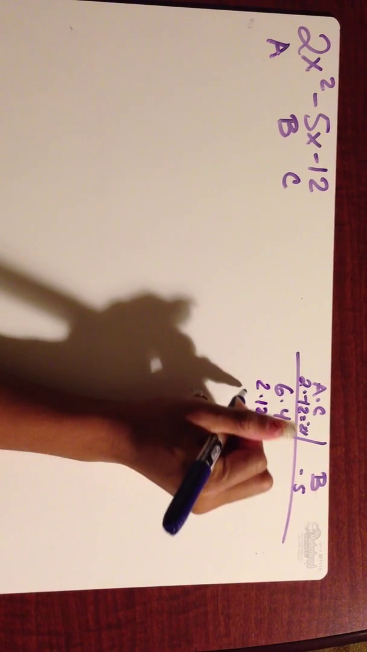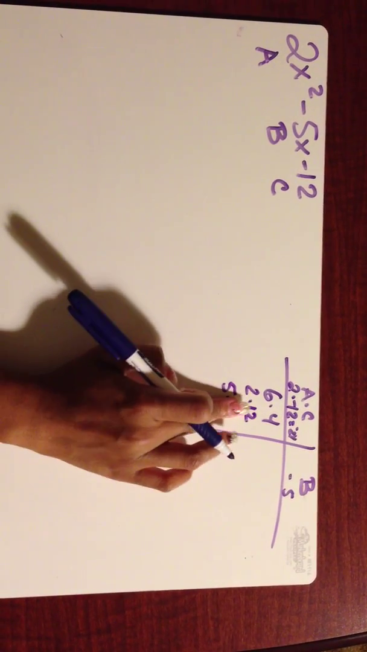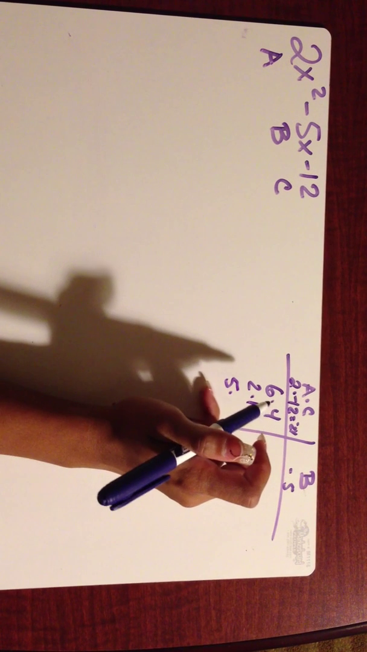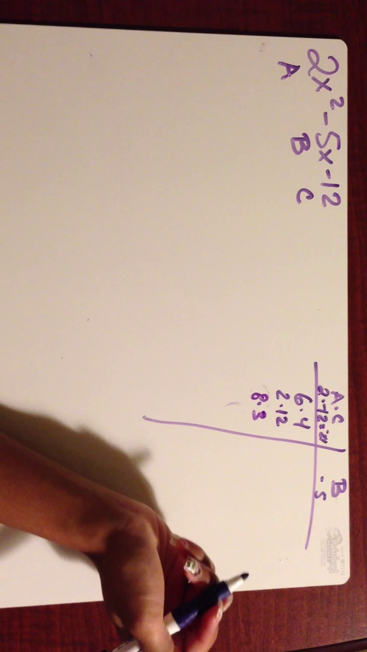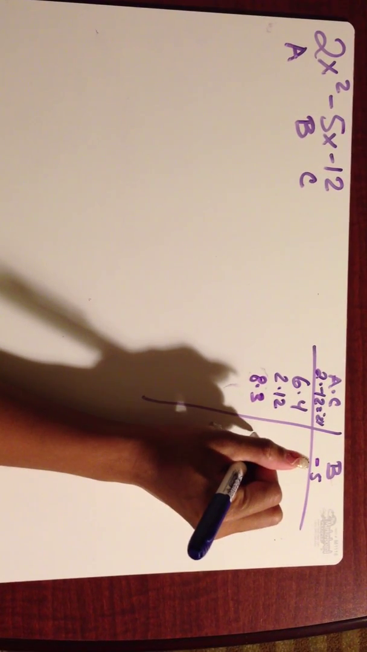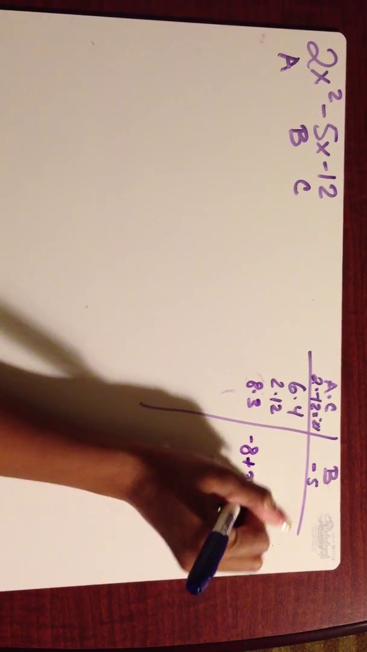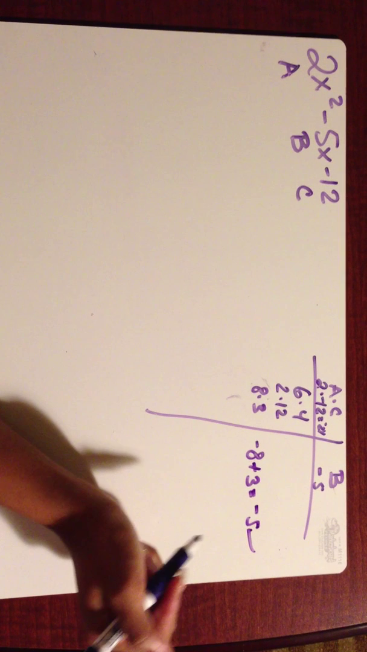So what about 5 times 3? Oh, that doesn't equal that either. Let's see, 8 times 3, that's what I meant to say. Alright, well, let's see. But now how do we get to negative 5? Negative 8 plus 3. Negative 5. Okay, great. So now it's negative 5.